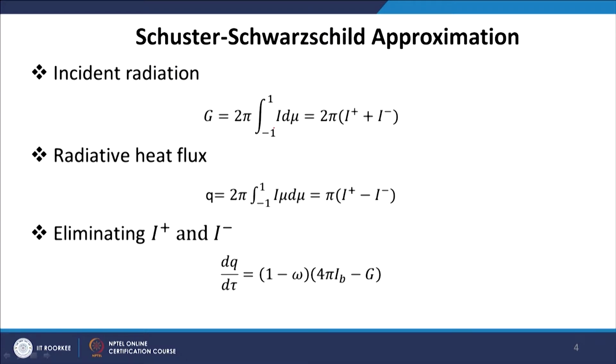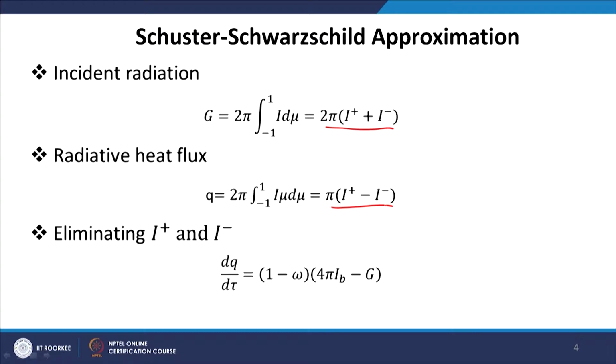So, incident radiation is the integration of I over all the solid angles, 2 pi, from minus 1 to 1, I times d mu, and this can be integrated by substituting the value of I from 0 to 1 and minus 1 to 0. So, this will be simply equal to 2 pi times (I plus plus I minus). Radiative heat flux similarly is defined as 2 pi times the integration from minus 1 to 1 of mu times I d mu, and this simplifies to pi times (I plus minus I minus). Okay. So, this is the expression for radiative heat flux and for incident radiation.